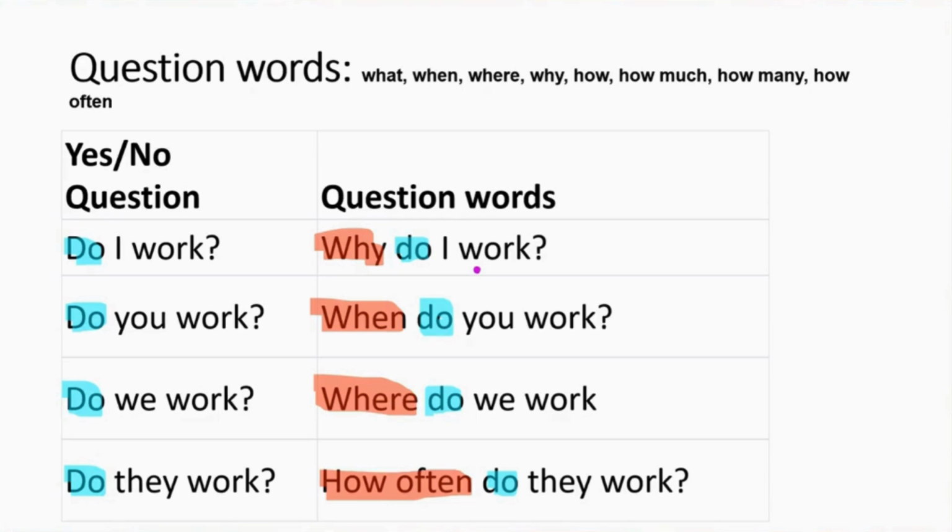So what would we do then? Simply we add one of these question words before do I work. So before do or does, you will add a question word. Why do I work? So I have to give a reason here. I have to give some kind of information. It's not simply a yes or no question. When do you work? Where do you work? How often do you work? You can do the same with he, she, it, or singular subject by saying, why does she work? Why does he work? Why does Sarah work?